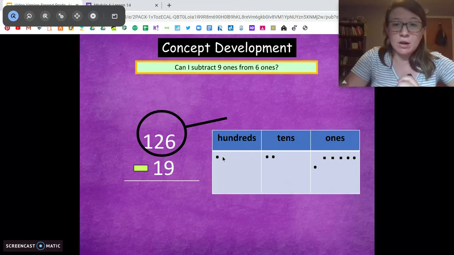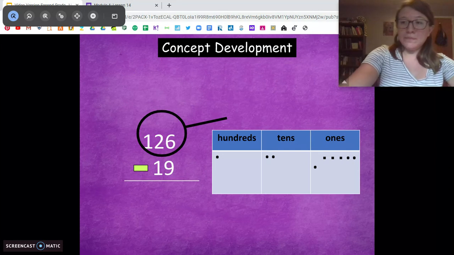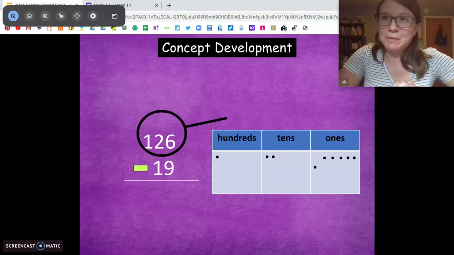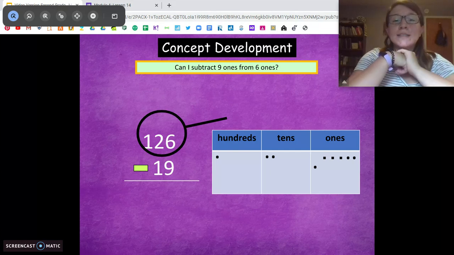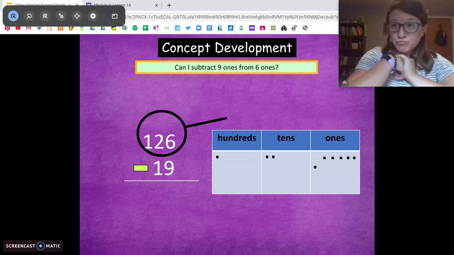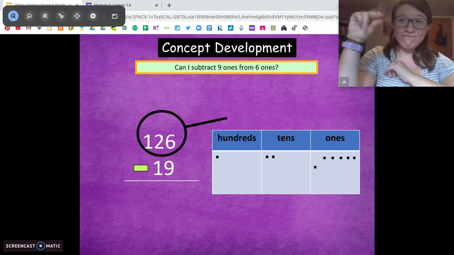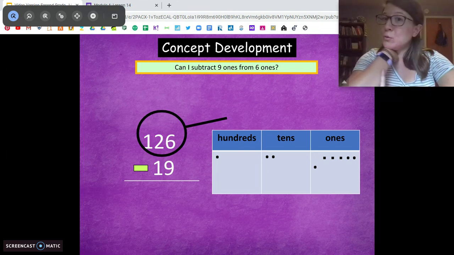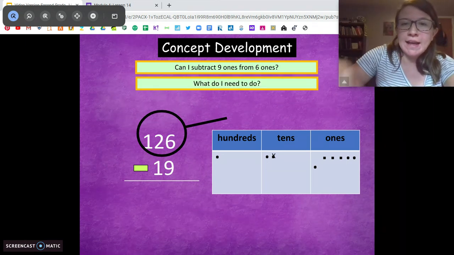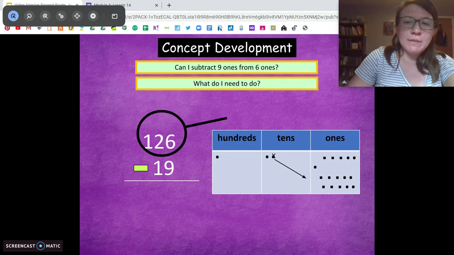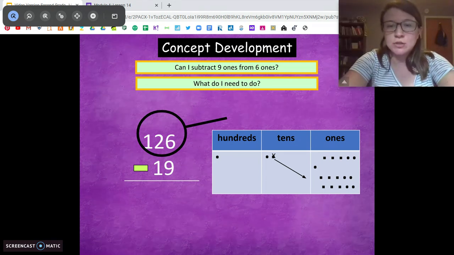Okay, so pause the video. Go ahead and set your paper up. And we'll be good to go. We'll walk through it together. So, first question. Can I subtract 9 ones from 6 ones? I cannot, so what do I have to do? Awesome, you're amazing. Decompose. So I'm going to cross off a 10. And I'm going to move my 10 ones over. So go ahead and pause and do that on your paper now.